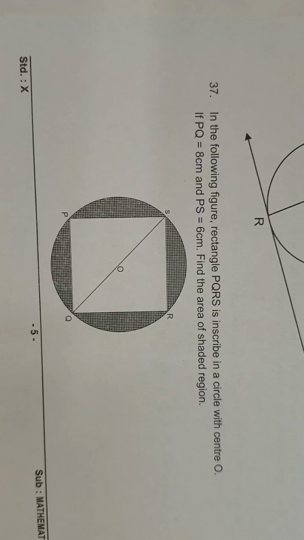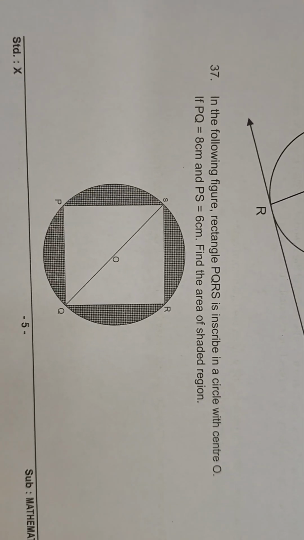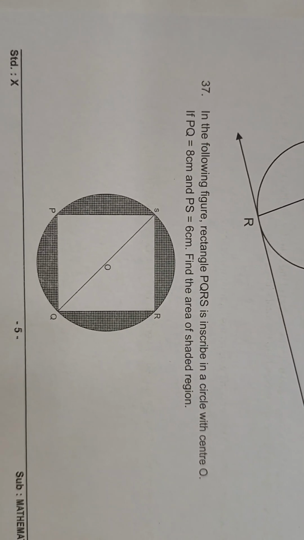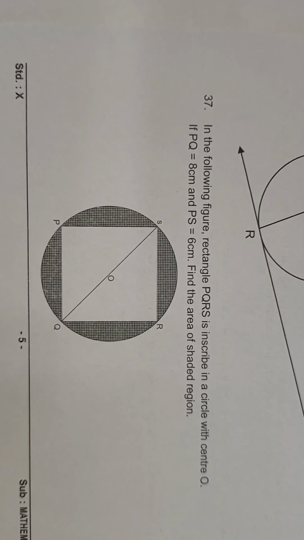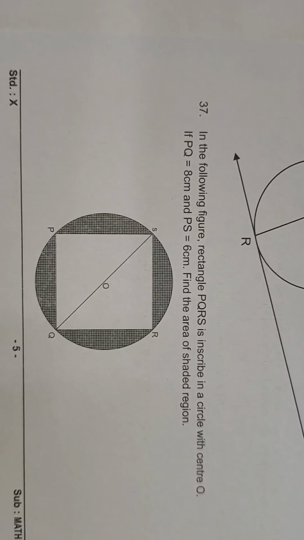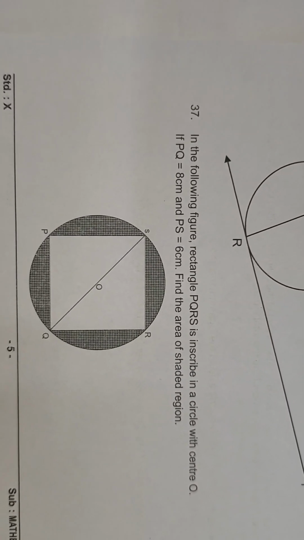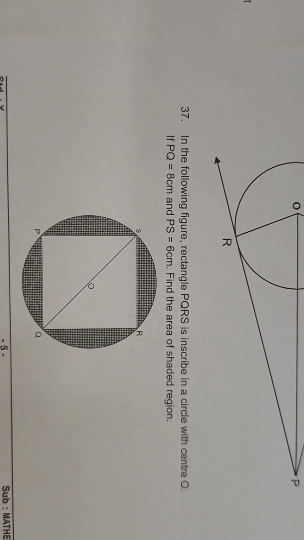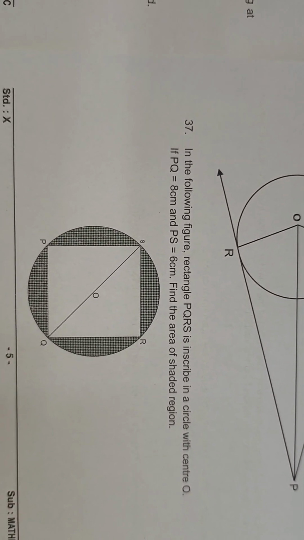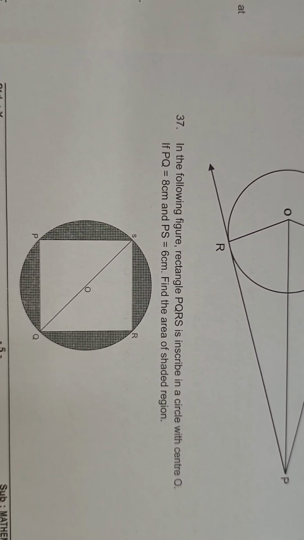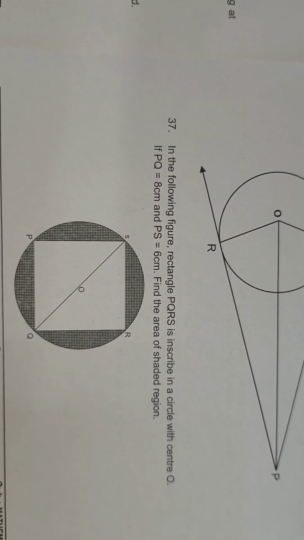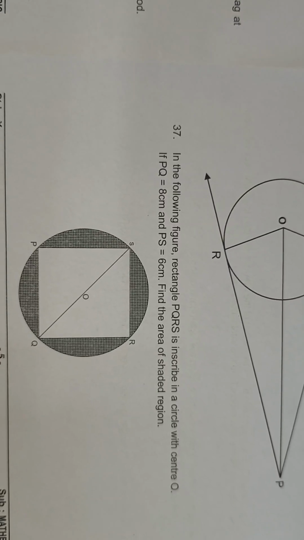Question number 37. In the following, the rectangle PQRS is inscribed in a circle with center O. If PQ is 8 cm and PS is 6 cm, find the shaded region. To find the shaded region, what do I need? I need the area of the circle minus the area of the rectangle. Area of the rectangle I can find, length multiplied by breadth. But I don't have the diameter over here to find the area of the circle.